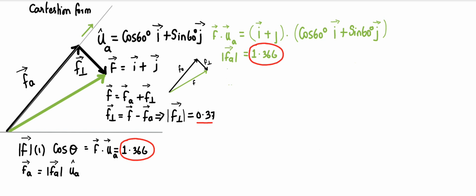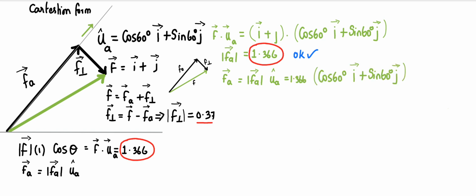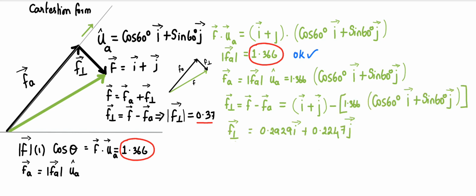Similarly, I have to find F perpendicular vector. So I'm solving for that. You can see here, first I find the FA vector by multiplying its magnitude and direction. That gives me the FA vector. After solving for this FA vector, I make the next step, that is to find F perpendicular vector. I solve for this F perpendicular vector by substituting F vector minus FA vector. So I come up with this F perpendicular vector.